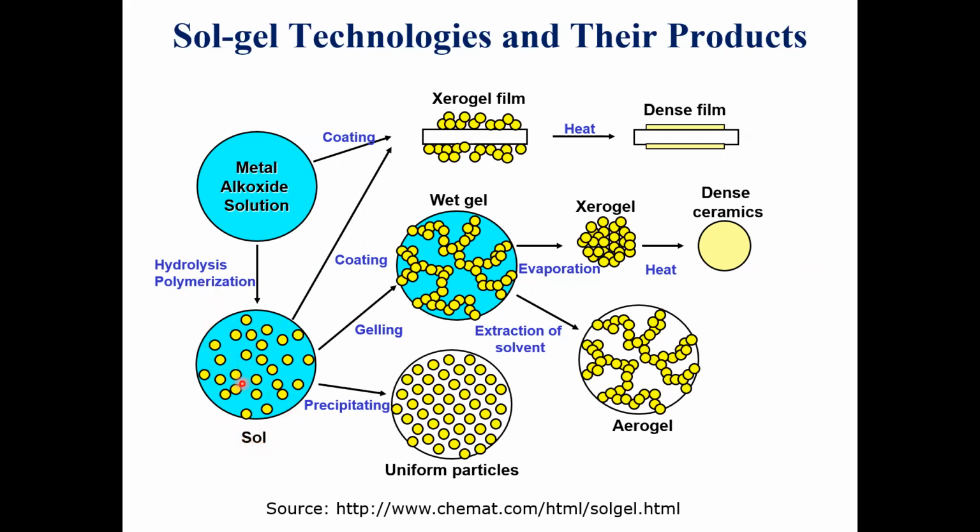And then you can take that sol and precipitate out the solid particles, or you can go through a gelation process where you get a wet gel, and then you can extract the solvent and create an aerogel, or you can simply evaporate and let the particles collapse. That would be called xerogel. And then you can heat treat and densify that material to make a dense ceramic. Or you can take your sol and make a coating on a substrate, and then do xerogelling and eventually densifying and create a thin film. So there are various things you can do in the sol gel process.